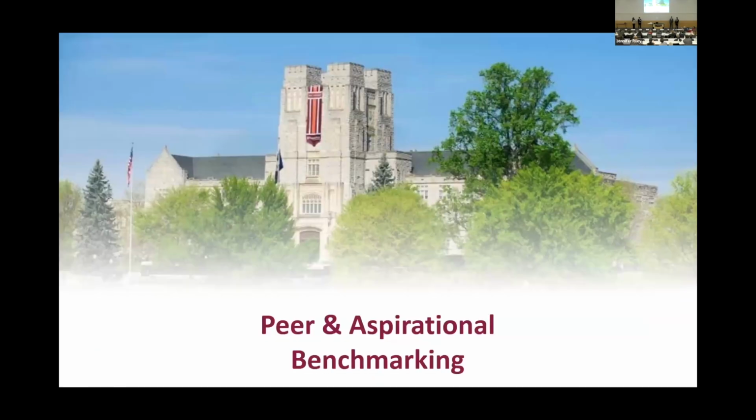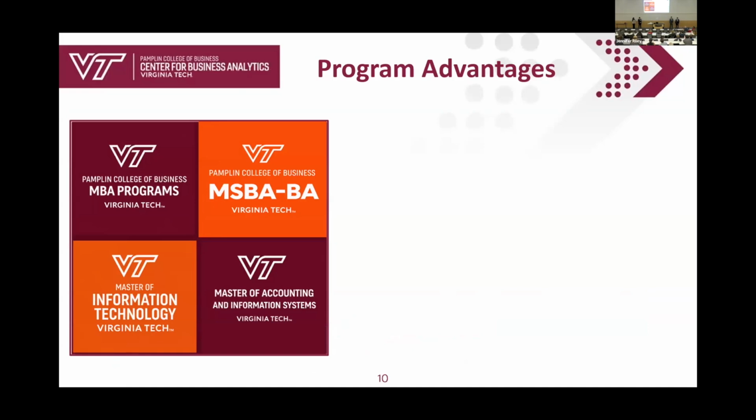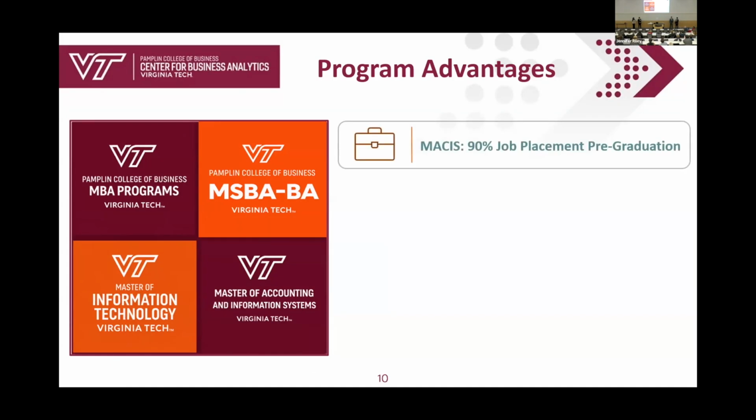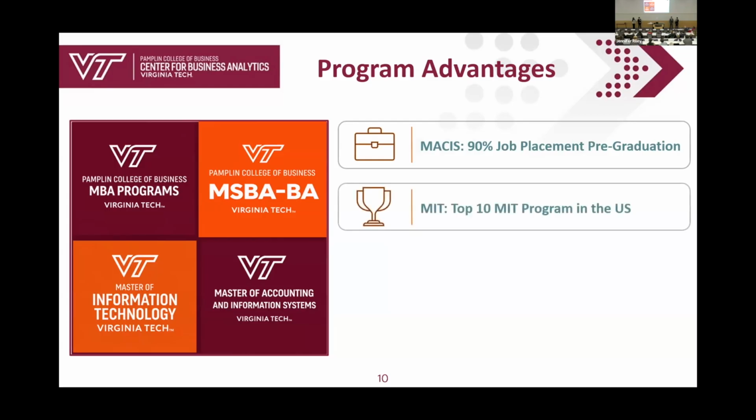Thank you, James. We've done the research and we compared ourselves to our competitors. Now here's where Pamplin wins. Starting off with MACES, nearly 90% of students secure employment before graduation, while competitors measure outcomes 3 to 6 months following graduation. Next, we have the MIT program. We're ranked top 10 in the nation, competing against big name private institutions such as Columbia, Rice, and Johns Hopkins.